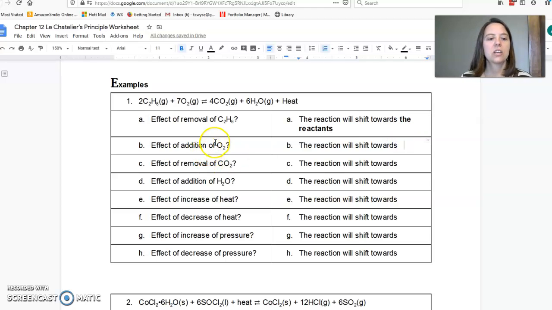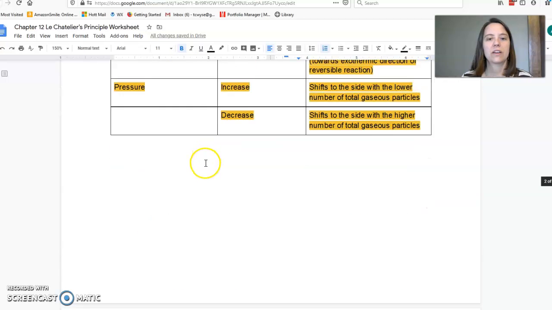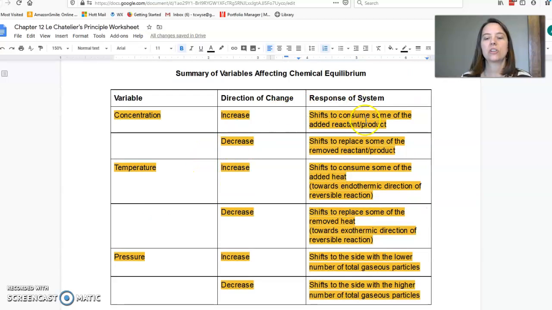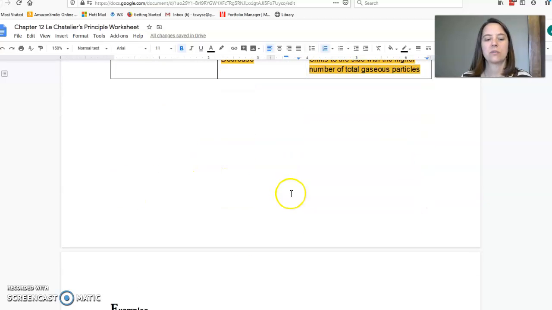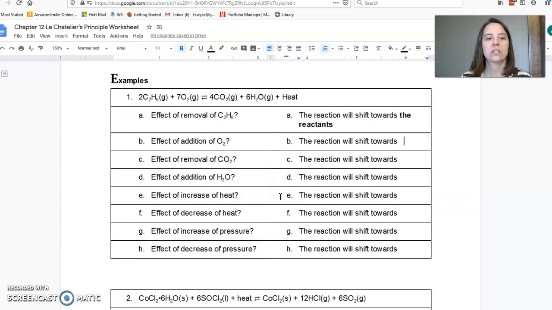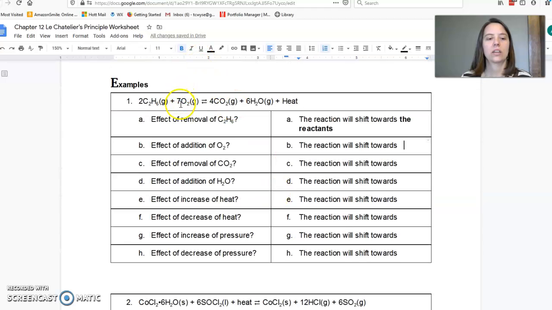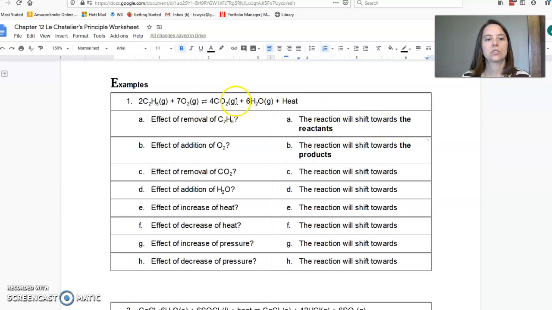Okay, the effect of the addition of oxygen. So when I add something, what happens if I increase the concentration? It shifts to consume some of it. And when it consumes it, it goes to the other side. So it's going in here, and it's going to shift towards the products because it's going to consume it and then go to the other side of the reaction.